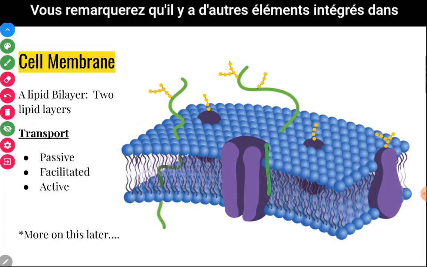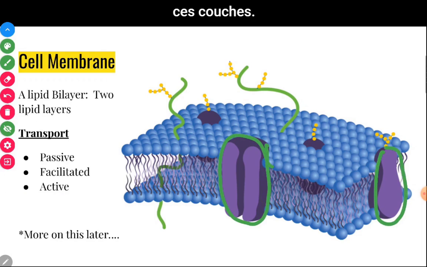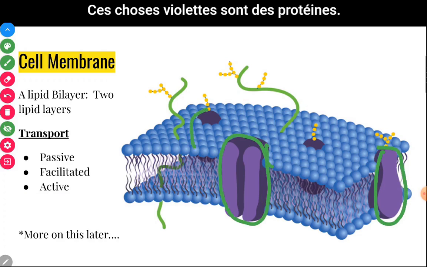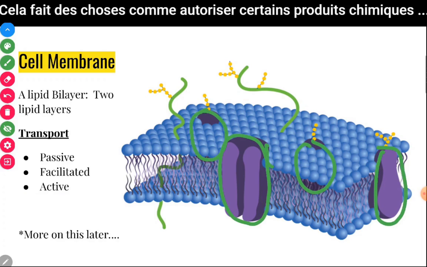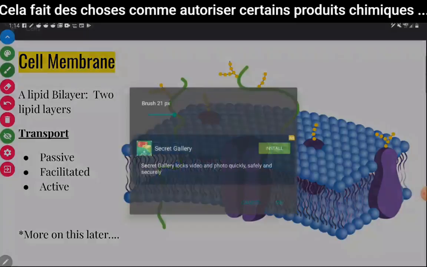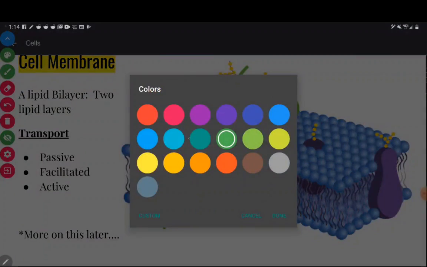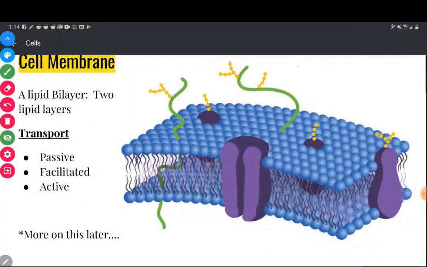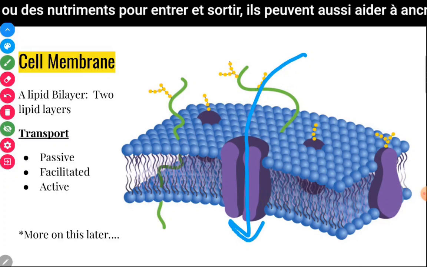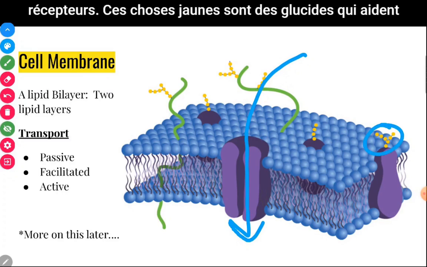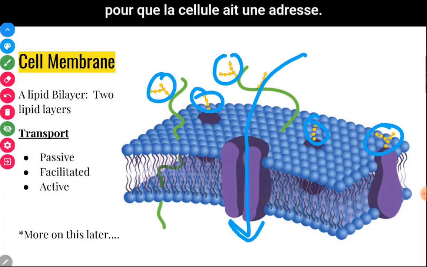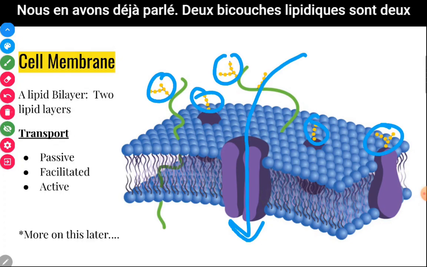You'll notice that there are some other things embedded in those layers. These purple things are proteins that do things like allow certain chemicals or nutrients to move in and out. They can also help to anchor receptors. These yellow things are carbohydrates that help to make the cell have an address. We've talked about that already too.